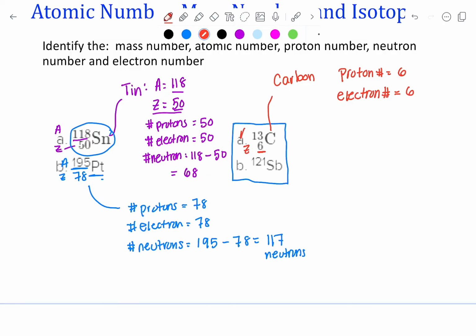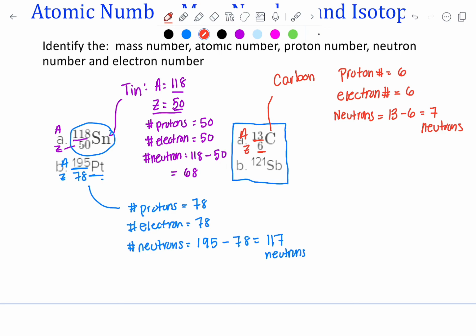Okay. Our mass number A is 13, so we can use that mass number A to find our number of neutrons. And we take 13 minus 6, our mass number minus our atomic number, and we get 7 neutrons. So in this isotope of carbon, I have 6 protons, 6 electrons, and 7 neutrons, with an overall mass number of 13.